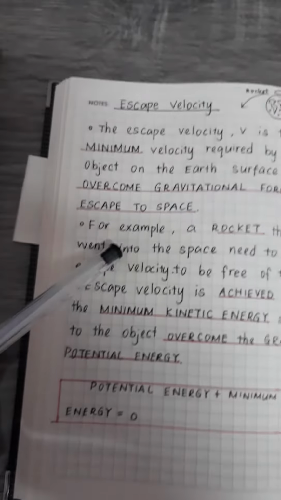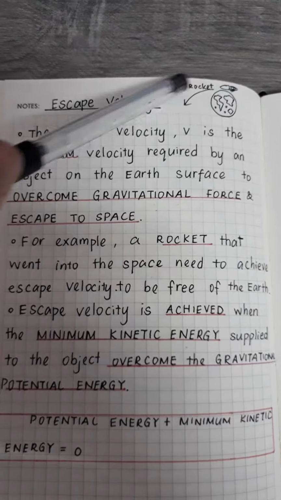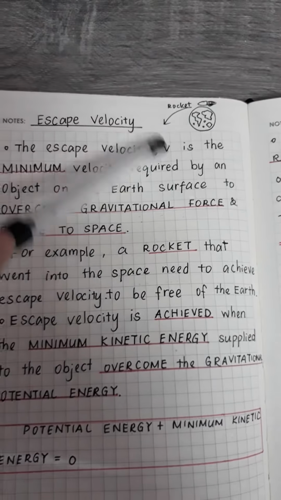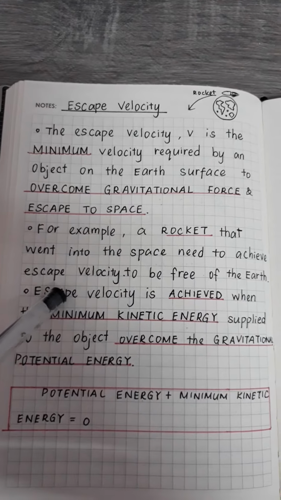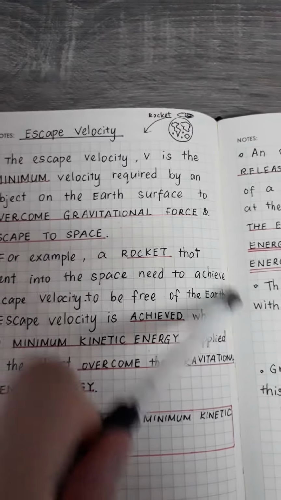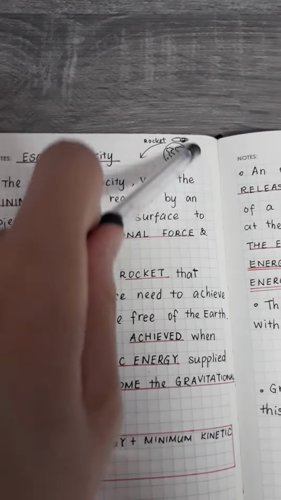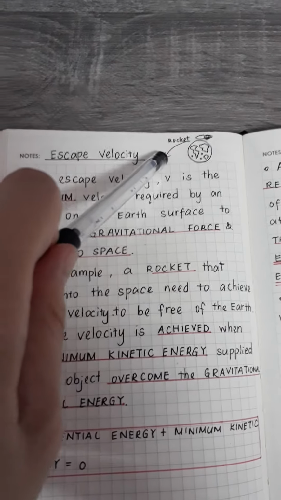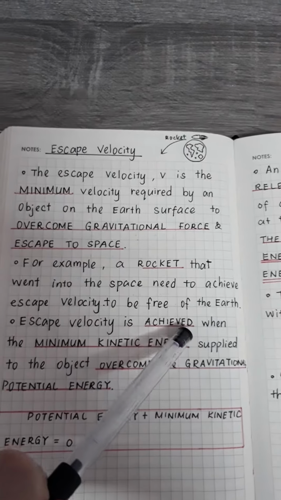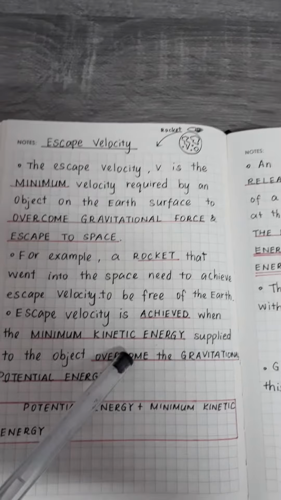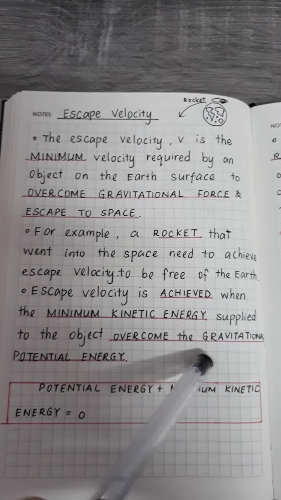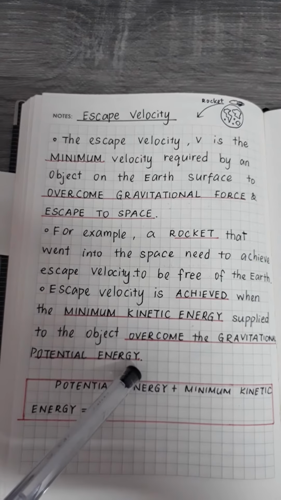For example, a rocket that went into the space needs to achieve escape velocity in order to be free of the Earth. As we know, the Earth has gravitational force. So escape velocity is achieved when the minimum kinetic energy supplied to the rocket overcomes the gravitational potential energy.